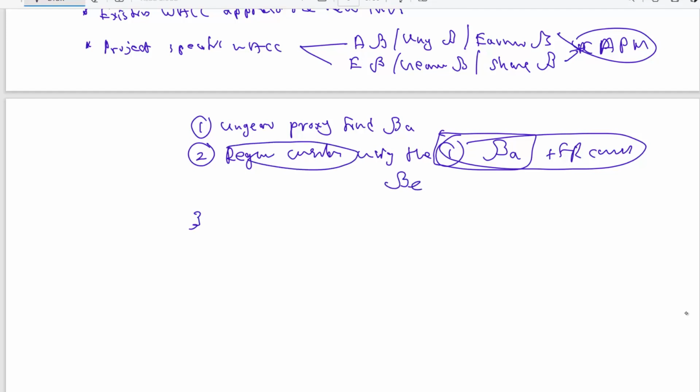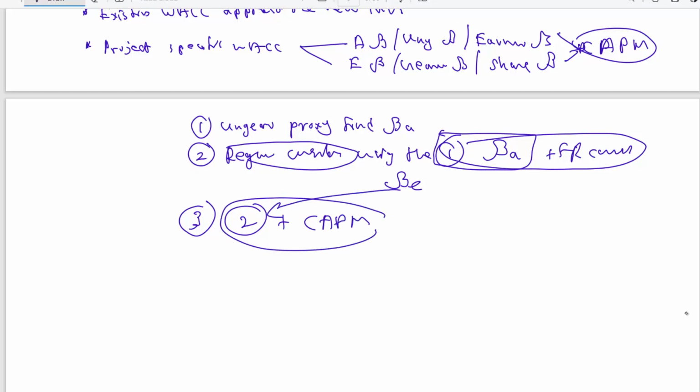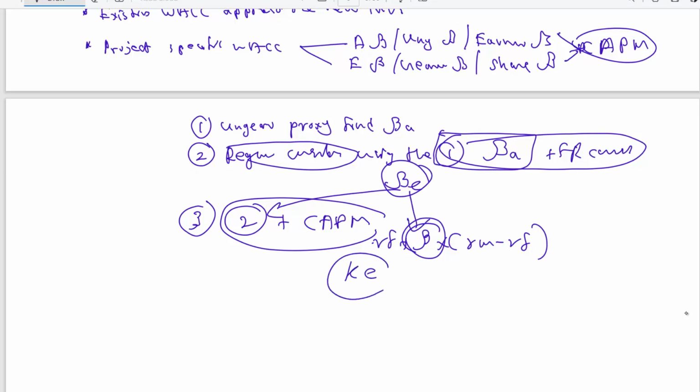And step number 3, using the answer that you got in step number 2, that means using this equity beta and the capital asset pricing model, which is risk-free rate plus beta into (RM minus RF). For this beta, you can use the answer that you got in step number 2. You can find the cost of equity for a specific project.